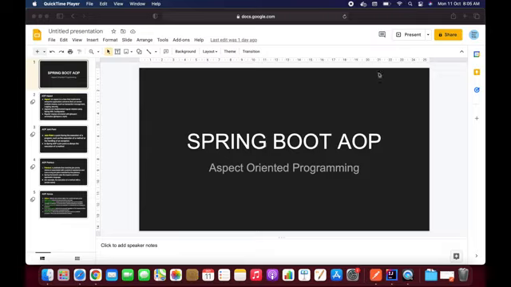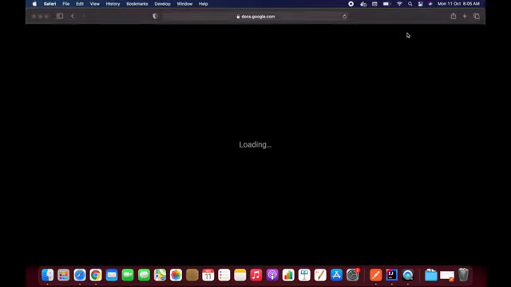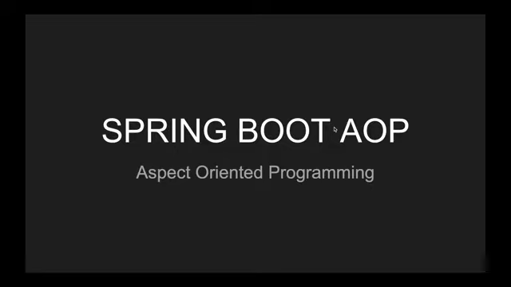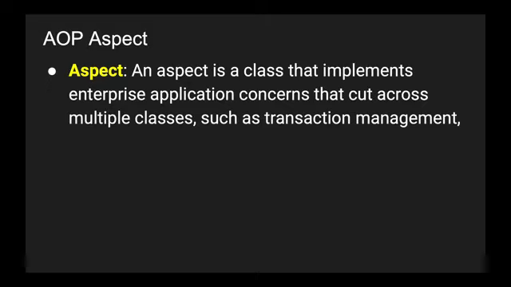So let me open my PPT here. Before we demonstrate this AOP, we would like to know the AOP terminologies. Here we have AOP Aspect. Basically, an AOP Aspect is a class that implements enterprise application concerns that cut across multiple classes, such as transaction management, logging, security, data validation.